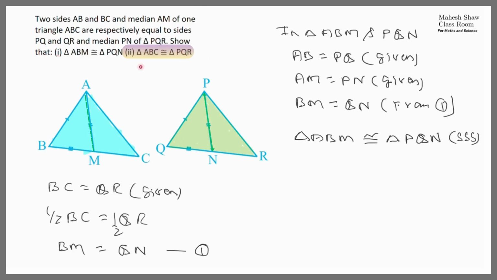Now, in order to prove triangle ABC congruent to triangle PQR, we will take AB equals PQ, that is given, BC equals QR, that is given again, and angle B is equal to angle Q from CPCT. And why so? Because we have proved triangle ABM congruent to triangle PQN, so we can write angle B equals angle Q, that is from CPCT.